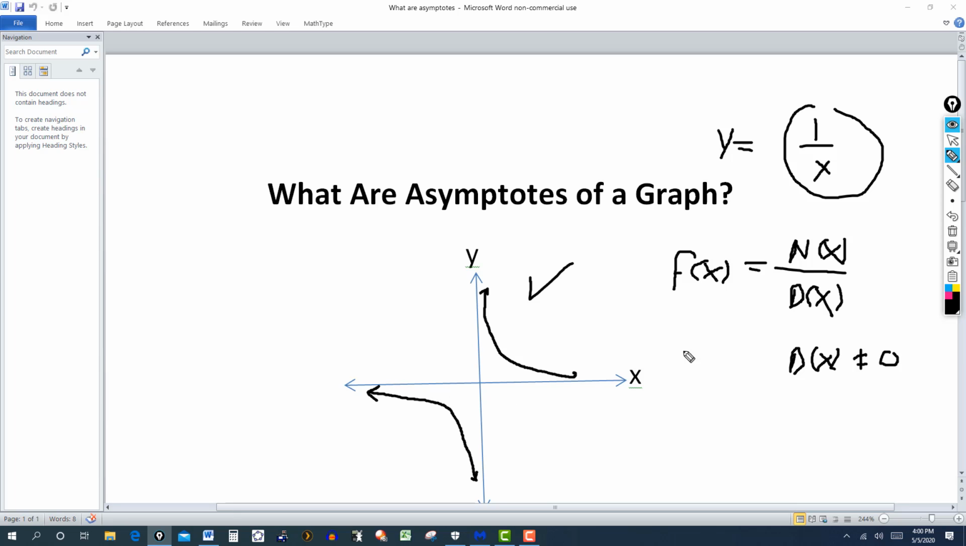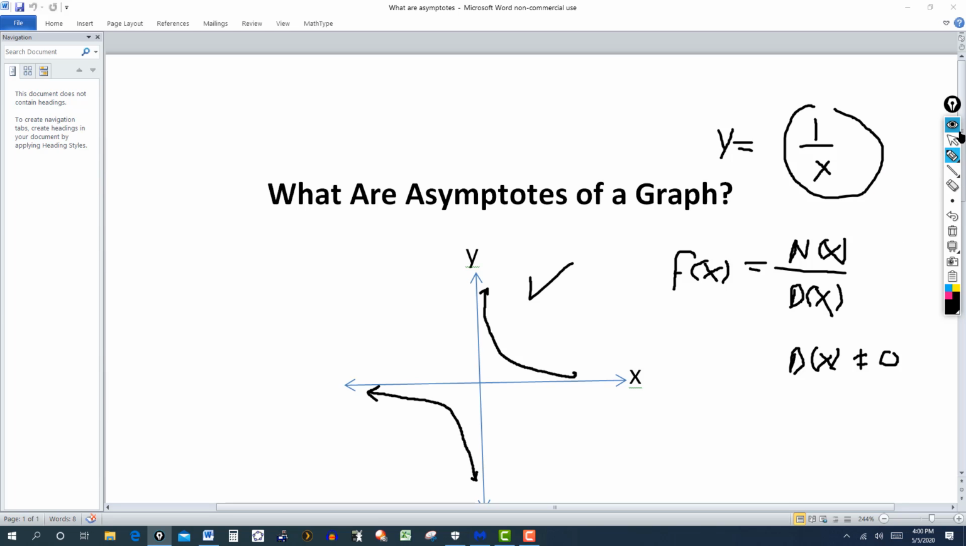Now, if the degree of the numerator is larger than the degree of the denominator, then you have no horizontal asymptote. But you could have a slanted asymptote if the degrees differ just by 1. In other words, if the degree of the numerator is larger than the degree of the denominator by 1. So this is degree 2, say this is degree 1, or 3 and 2. So the graph will never cross a vertical asymptote, but it can cross a horizontal one.